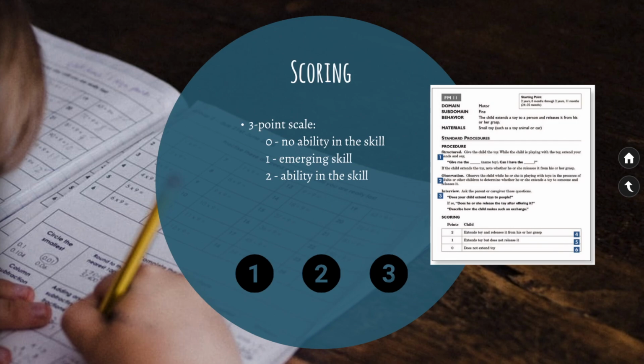A 2 indicates the child's response meets the specific criteria listed in the test manual at the bottom of the page. This indicates the skill has been mastered or the developmental milestone has been reached. Here is a copy of the scoring card.